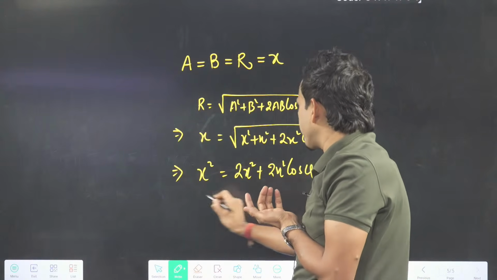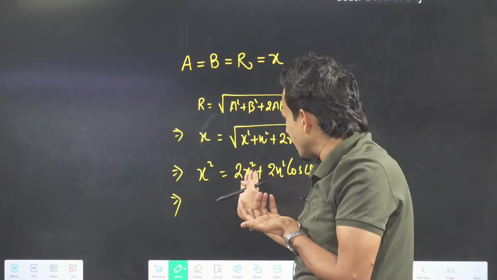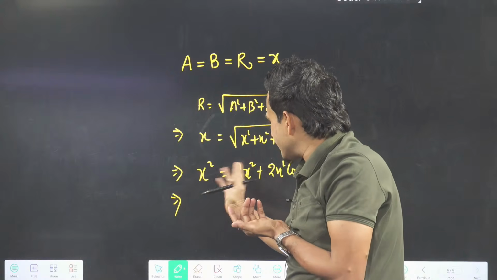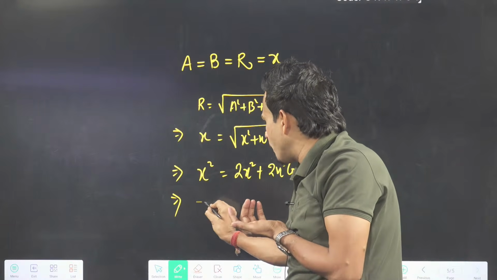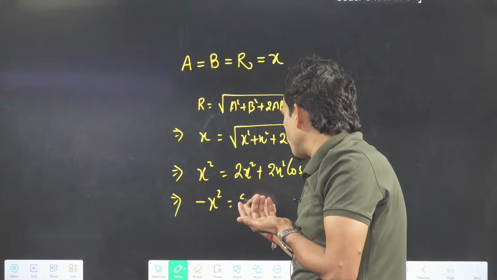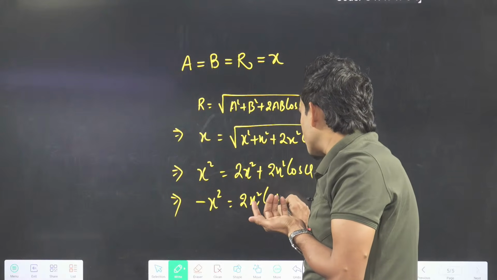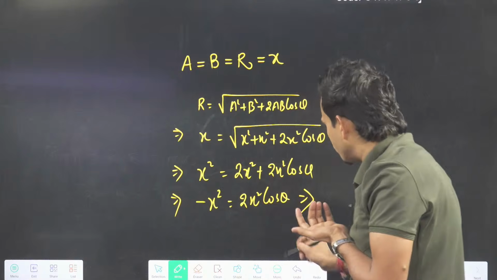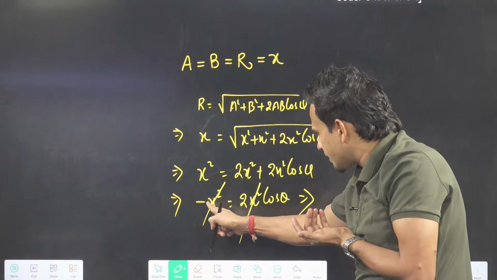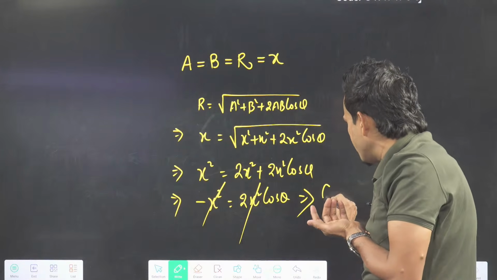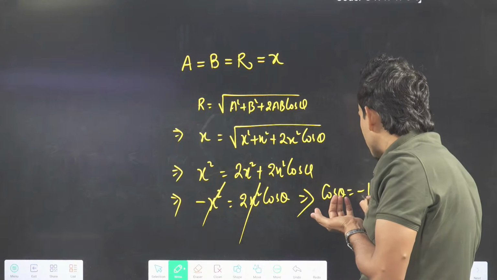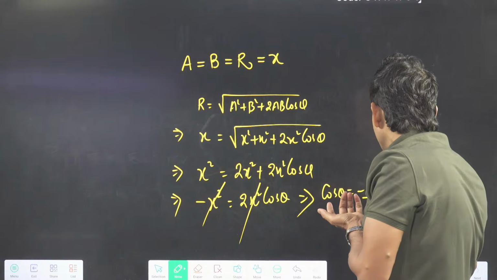I am doing calculation fast because most of you have done. Now you can send this side. So X square minus 2X square will give you minus X square, equal to 2X square cos theta. That means from here we can cancel X square. Minus will be there, 2 you will send. So cos theta will become minus 1 by 2. Means theta will be coming as 120 degree.